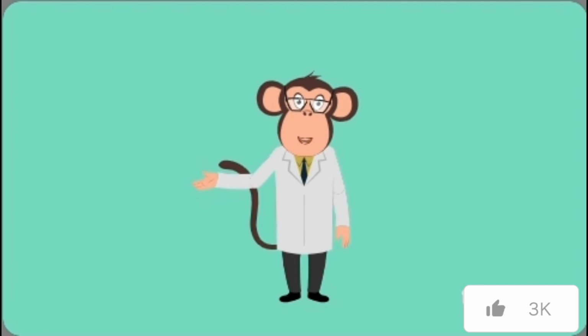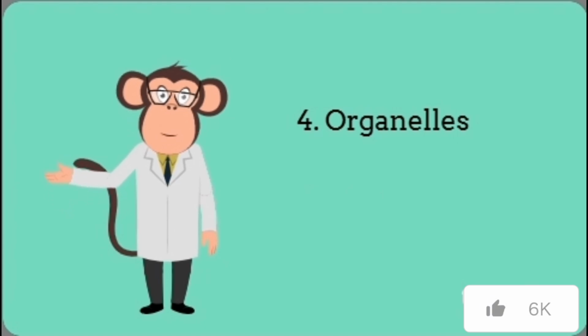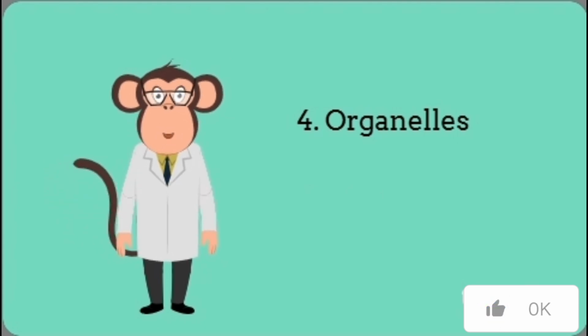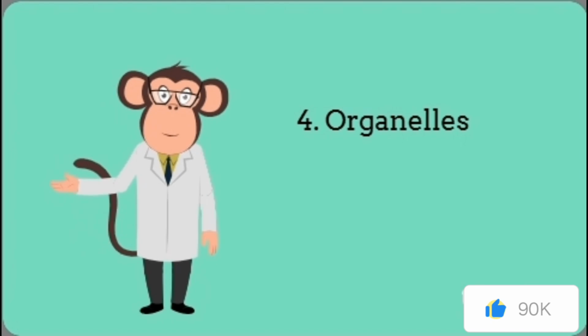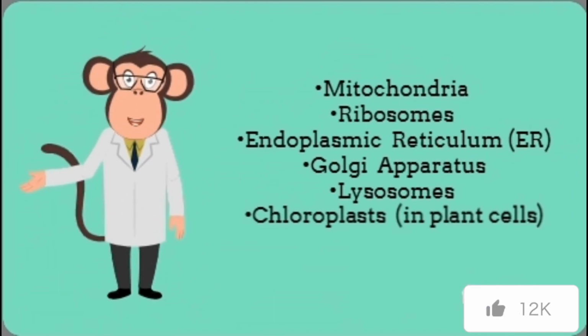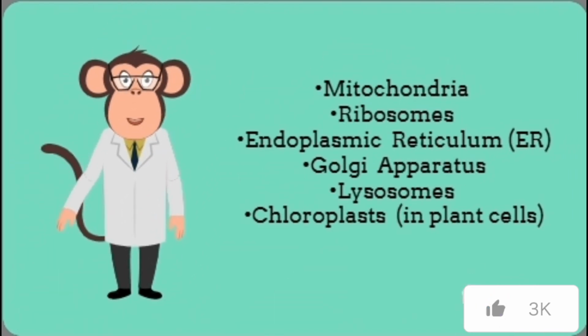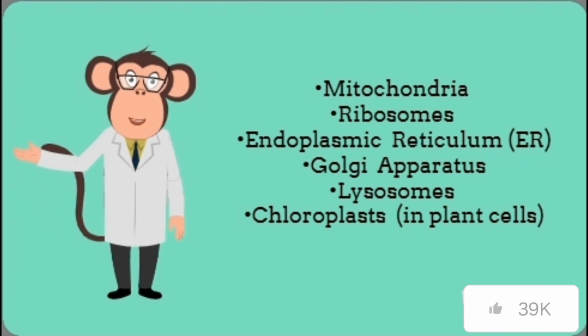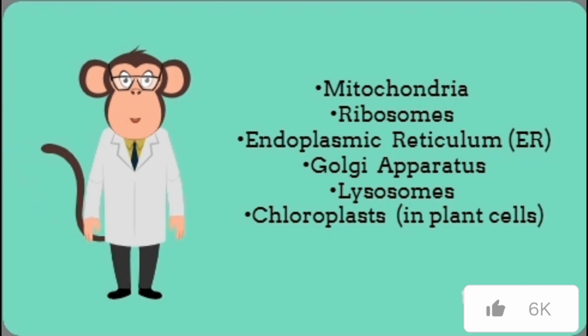Next, let's take a look at the organelles, the specialized structures within a cell that perform distinct functions. The various organelles within a cell include the mitochondria, ribosomes, endoplasmic reticulum, Golgi apparatus, lysosomes, and in plant cells, chloroplasts.